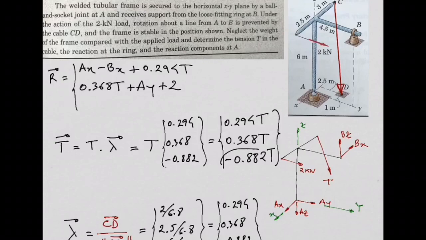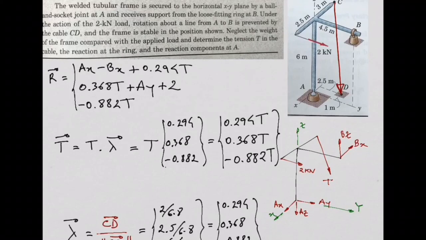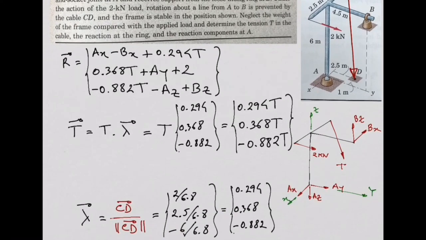Z direction, I have this component of my force in the cable. What else do I have in the Z direction? Az, plus or negative or positive? Minus Az. Bz, right? Plus Bz. Anything else in the Z direction? No, that's it. All right? So this is the resultant of the forces.